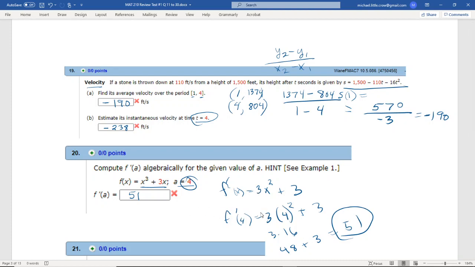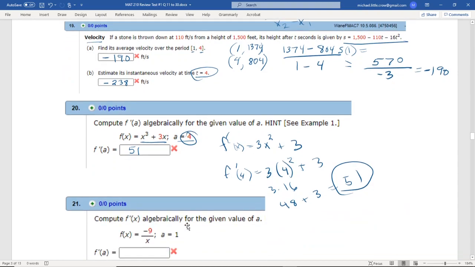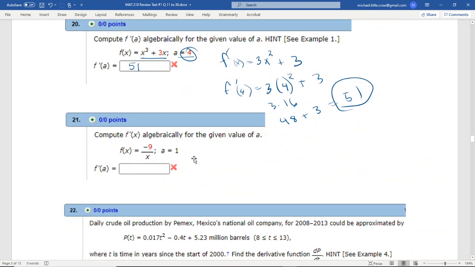So this is following the directions, doing it algebraically, for the given value of a. Again, same thing, you could do it either way. Plug it in the calculator, which is using, as we found, a balanced difference quotient, or you could do this one. We'll do f of x.